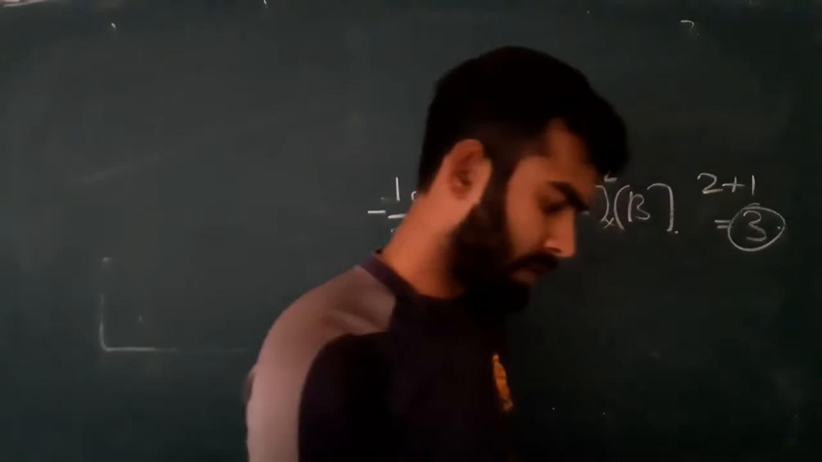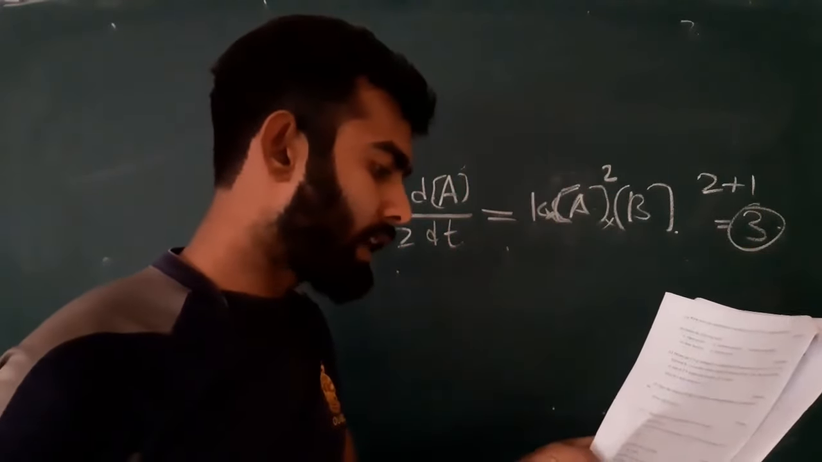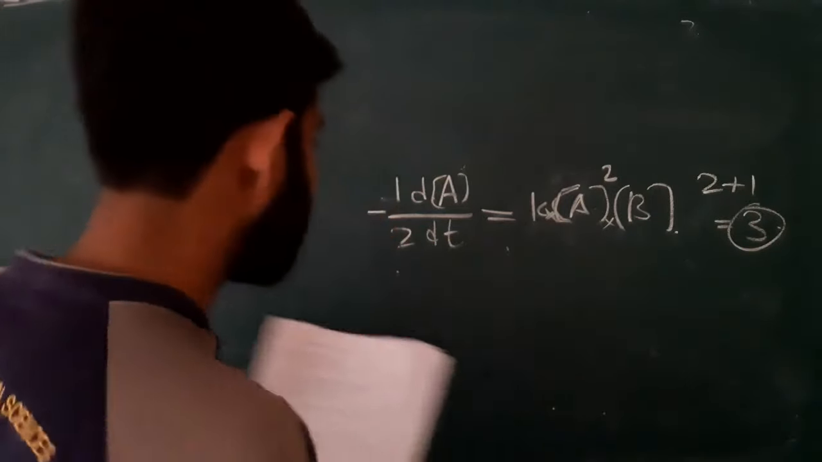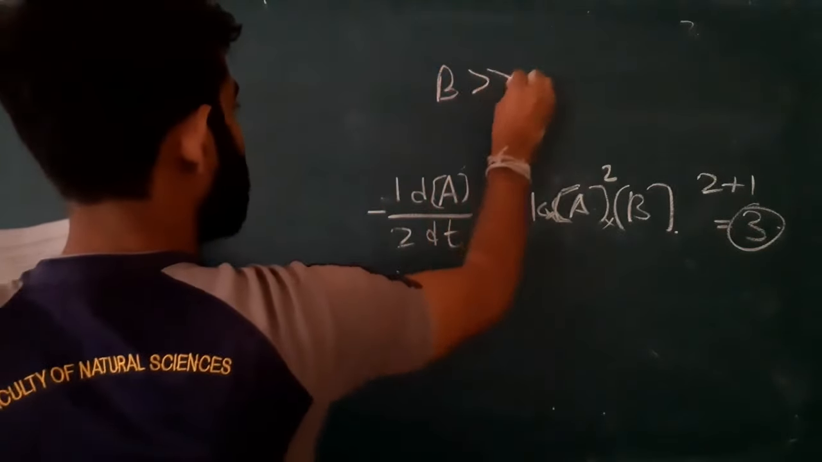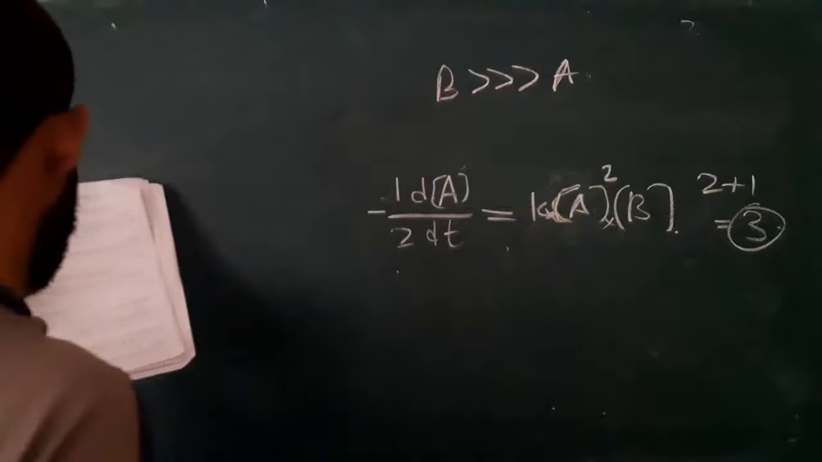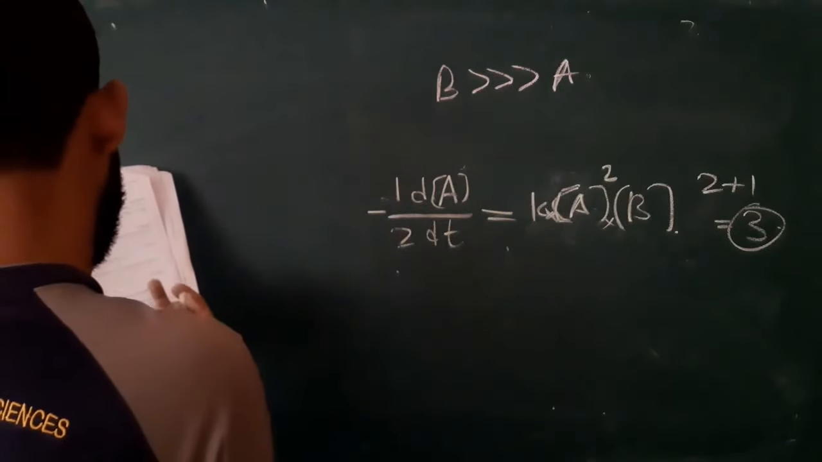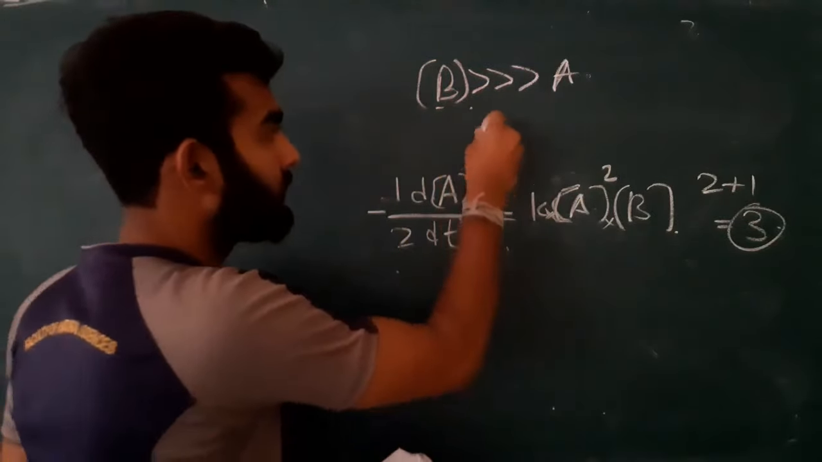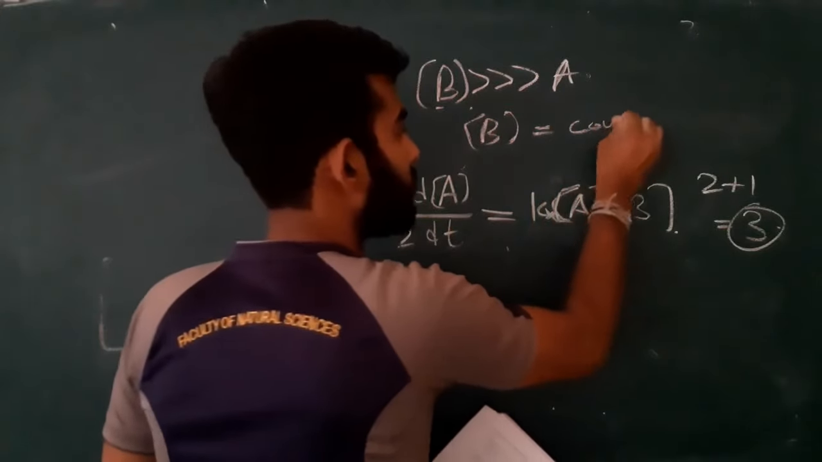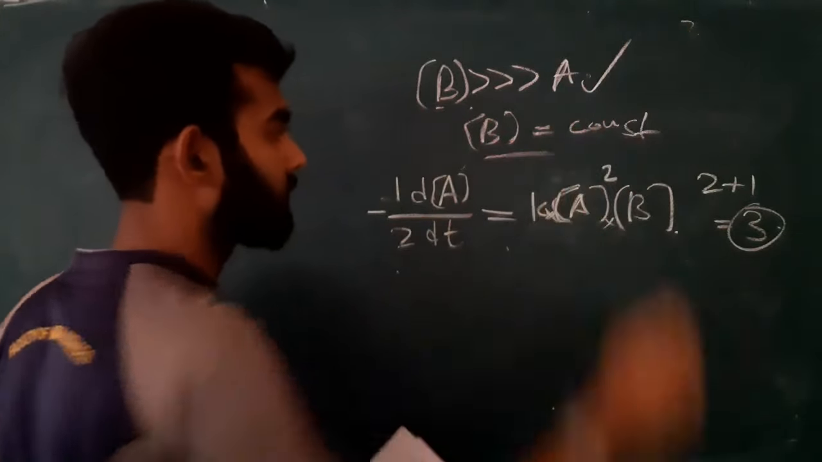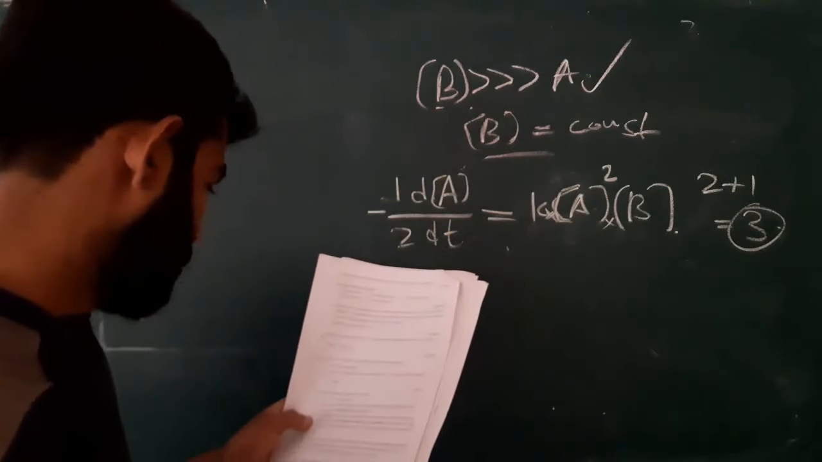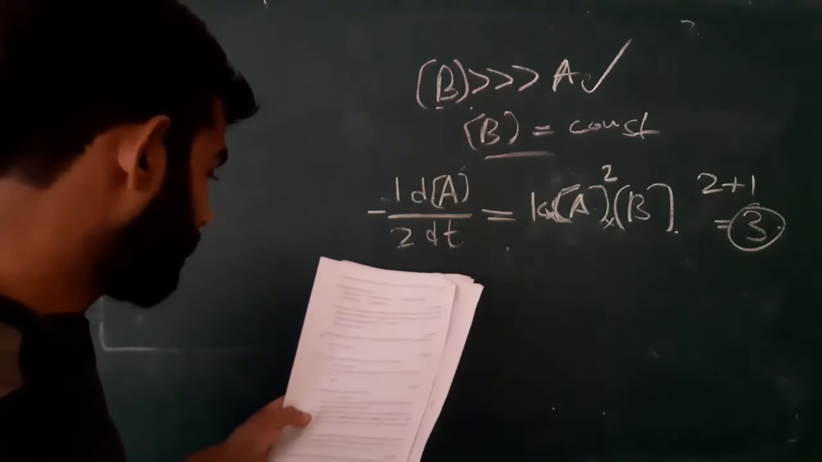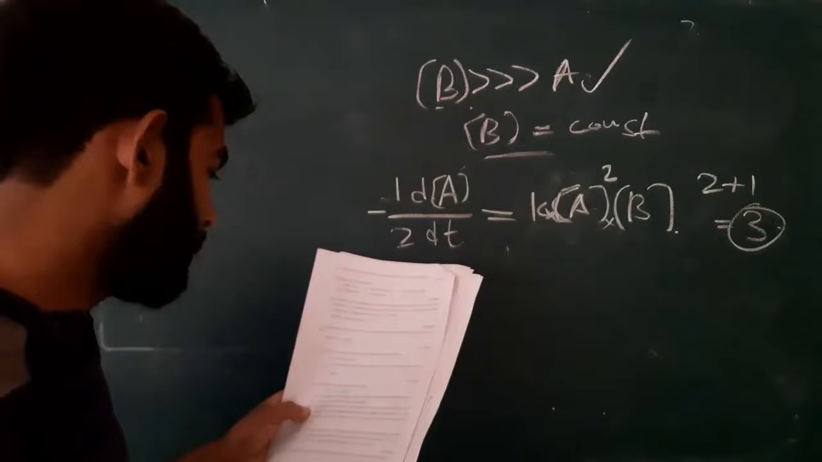Third part, assuming that this reaction is carried out with an excess amount of B, excess amount of B relative to A. Now they are saying B is in excess relative to A. So B is very high. Now we can assume if B is very high, the concentration of B will be constant, because of this data. And derive an expression in integrated form.